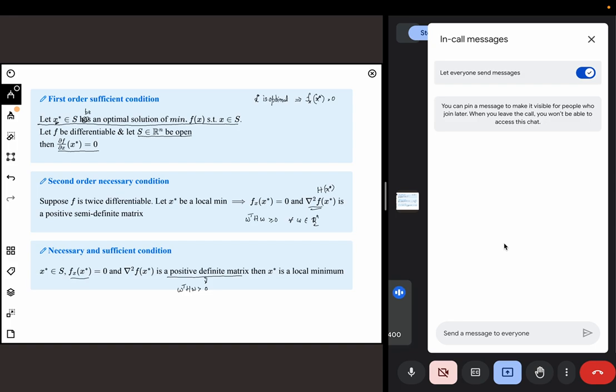So if you have the gradient to be 0 and you have the Hessian to be a positive definite matrix, then that particular x bar is a local minimum. So these are the points that you have to search for in the entire domain. Everywhere in the domain, wherever the gradient is 0 and the Hessian is positive definite, are the points where you have a local minimum.